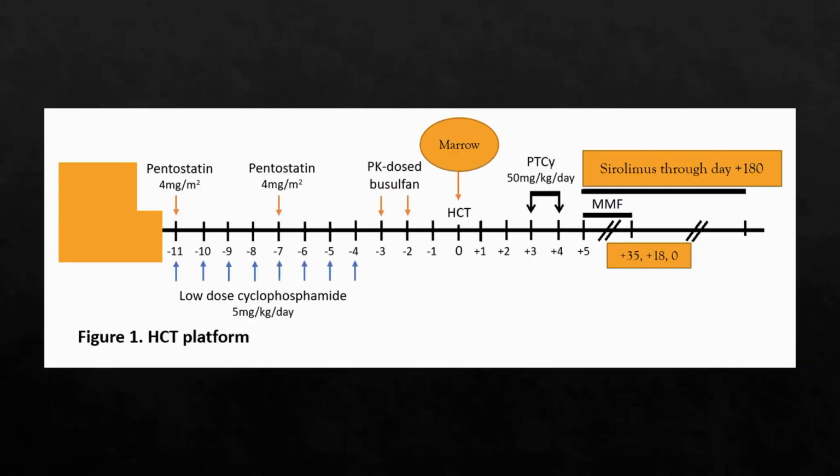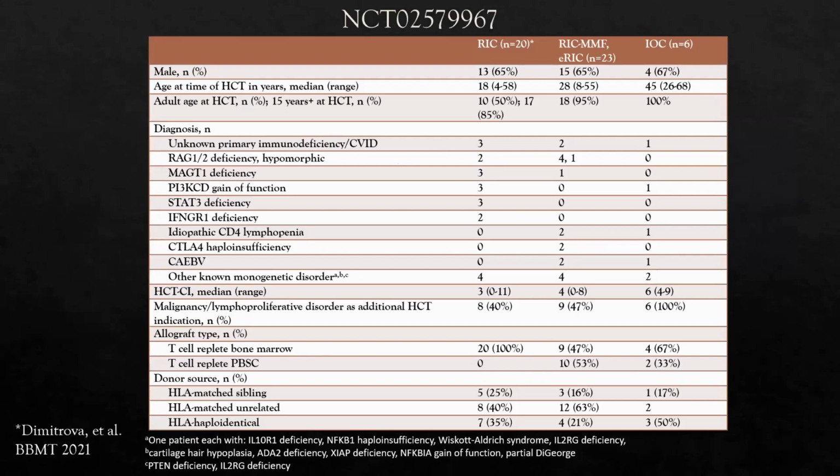This is the platform that we used, which was our novel approach using pentostatin, which is a bit more potent than fludarabine at lymphodepletion, along with hyperfractionated low-dose cyclophosphamide, followed by 2 days of pharmacokinetically dosed busulfan, a bone marrow graft, and then a post-transplant cyclophosphamide-based GVHD prophylaxis using sirolimus and MMF as adjuncts. We've transplanted nearly 50 patients to date on various iterations of this platform.